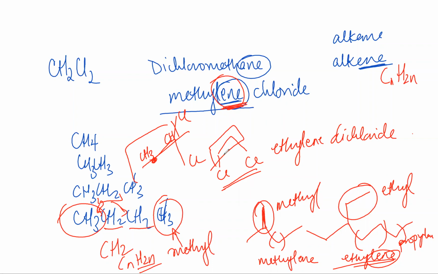But I don't want you to get carried away in the nomenclature for ethylene and propylene and all that. Methylene chloride is the most common one that you will find, okay? So don't name this ethylene chloride. Just stick to the normal nomenclature, which is 1,2-dichloroethane. Okay, that would be the IUPAC nomenclature. But methylene chloride is an extremely common name, okay?